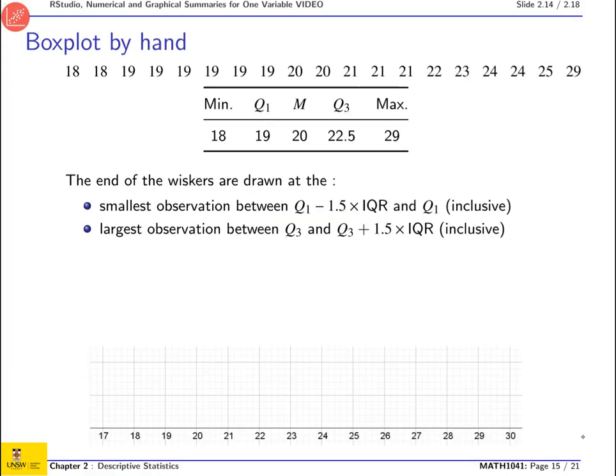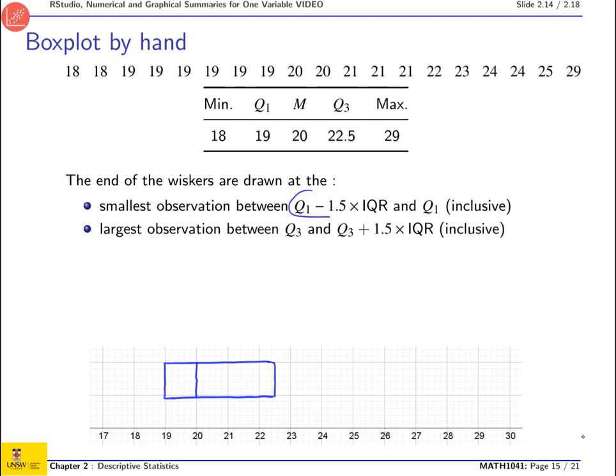So let's do it. We start with the box. So the median is 20, that goes at the center of the box. Then 19 is the first quartile, and 22.5 is the third quartile. The height of the box is only for aesthetic reasons. I'm just going one square up. So that's the box. Now the whiskers.